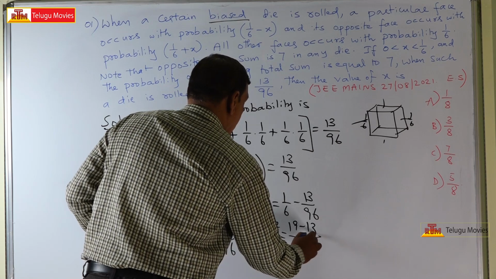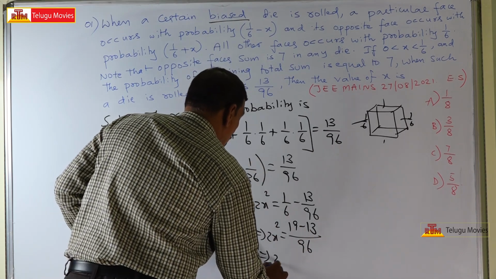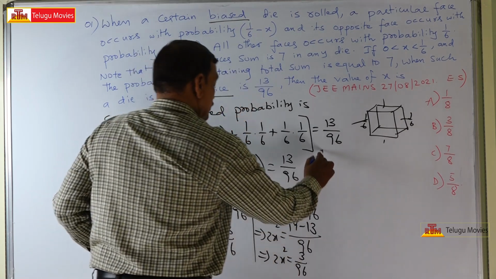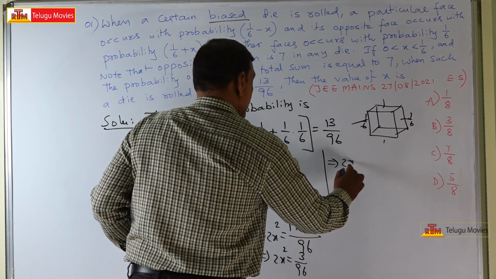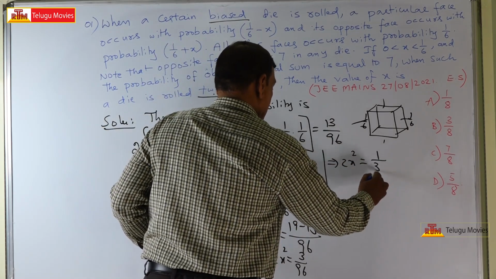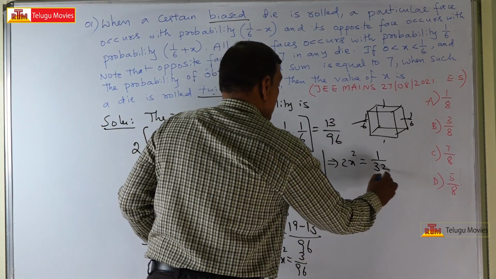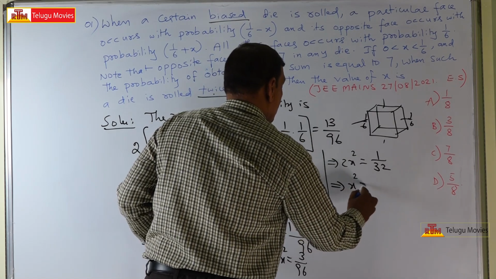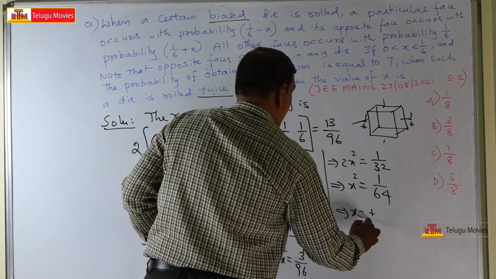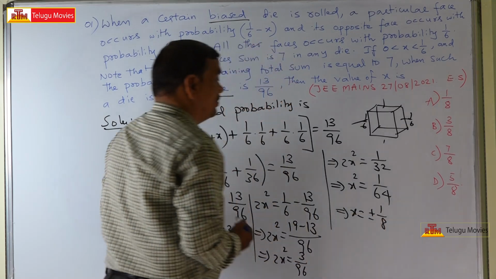19 minus 13. So this is 2x square is equal to 3 upon 96. So this is equal to 2x square is equal to, 3 3s are 3, 2s are... So this is equal to x square is equal to 1 by 64. So x is equal to plus or minus 1 by 8 you will get.